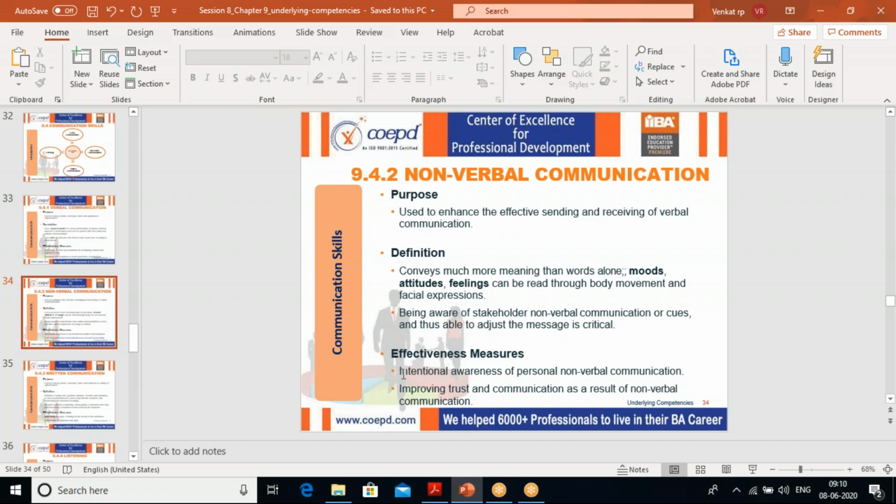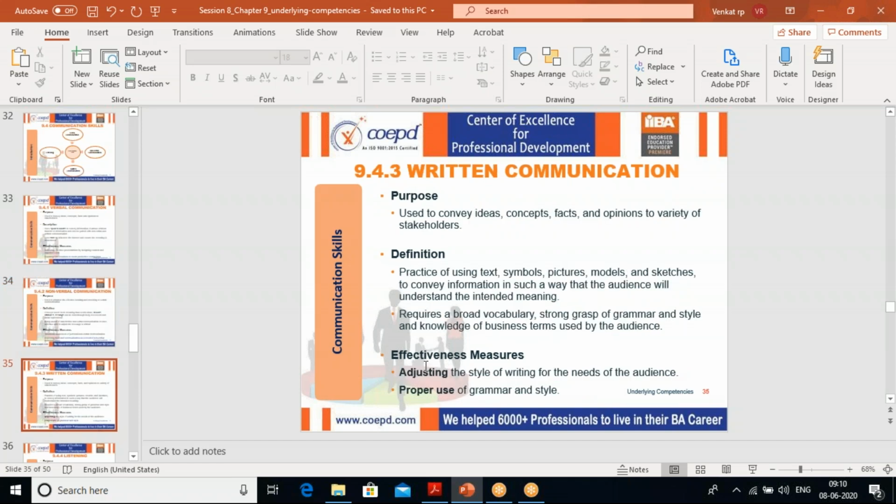So non-verbal communication cannot be directly expressed, but you can understand it by the tone, the body language, the way of writing, the attitudes, the feelings. All this we can understand through non-verbal communication. Okay, and written communication, here mostly writing documents, writing mails, all this comes into the picture. Here we can use text, symbols, pictures, model sketches, and we can actually communicate it.